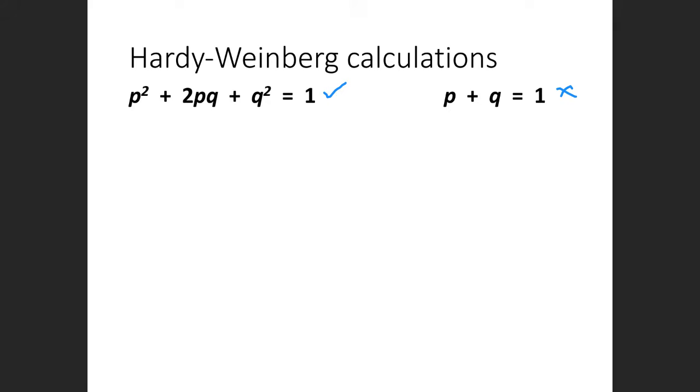Now, you're almost always going to be given this one, Q squared. It's either going to be a percentage, in which case you divide it by 100 to get the frequency, or you could be given raw numbers, in which case you divide it by the total number in the population to get the frequency. Either way, you're going to have to square root Q squared to get Q.